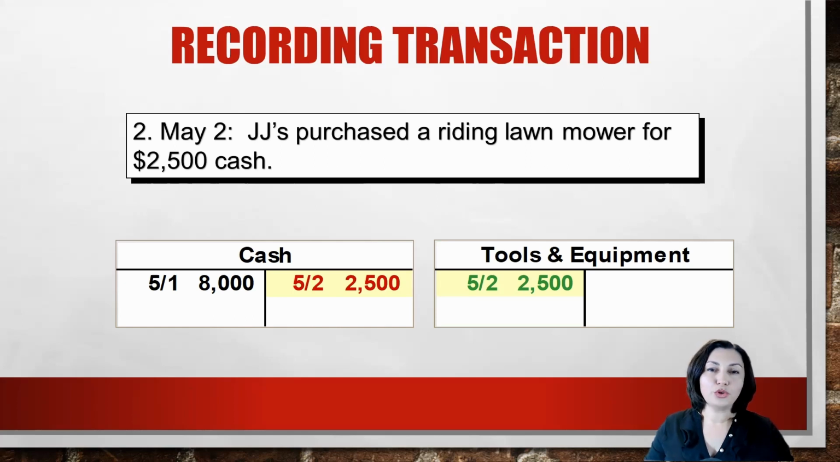The asset account, called tools and equipment, increased. An increase is shown in an asset account with a debit. The $2,500 is recorded on the debit or left side of the ledger account.